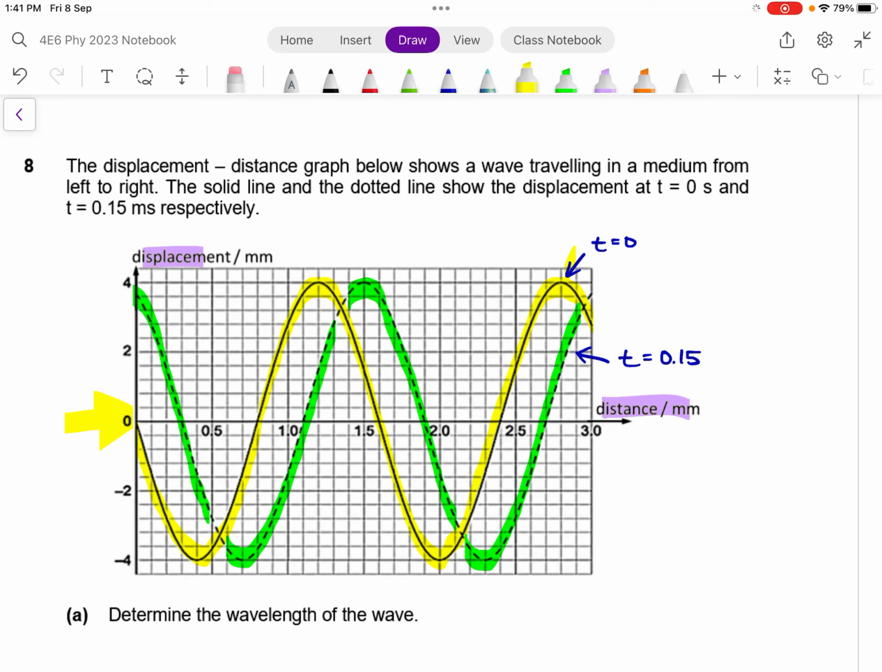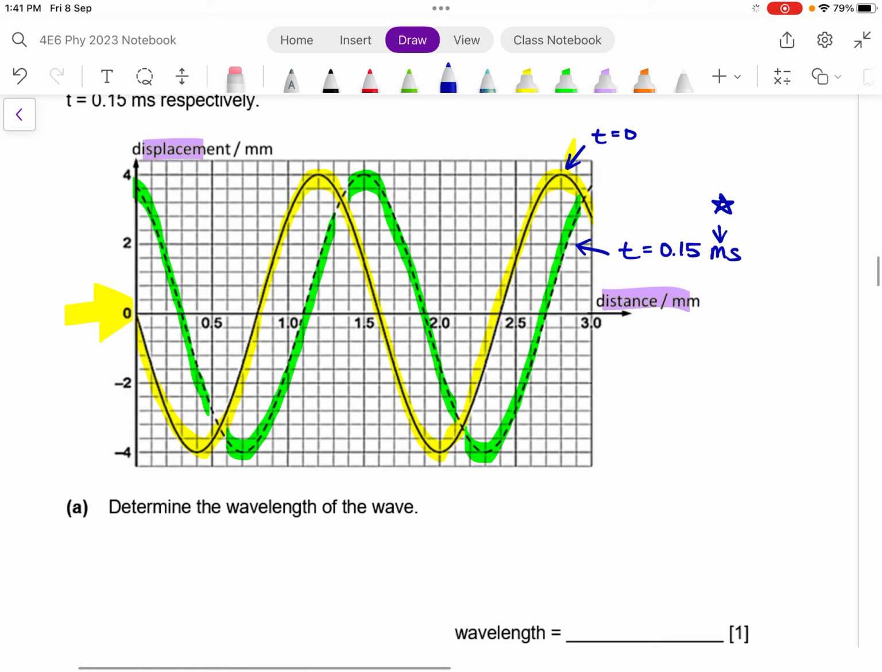If you look at this question, you have displacement-distance graphs that overlap on one another. The yellow waveform shows you how the wave looks at time equals 0. Then I unfreeze the time and freeze it again at time equals 0.15 milliseconds, and take another photo. Then I overlap the photos together and you get this graph that you see in your question.